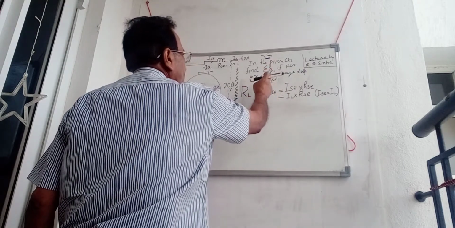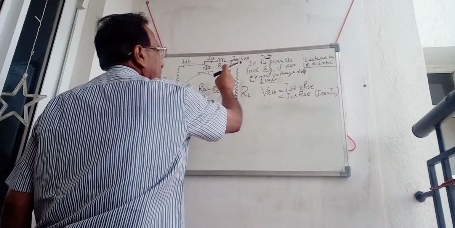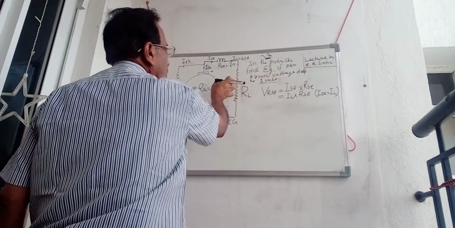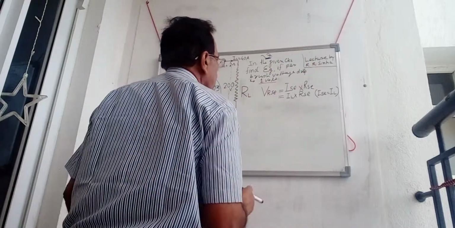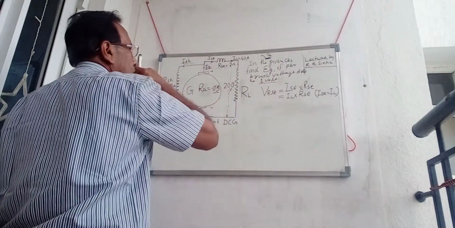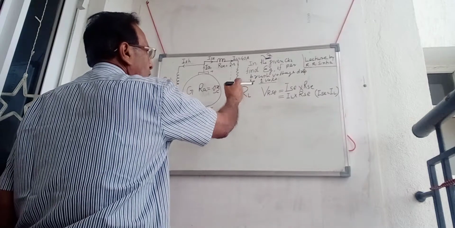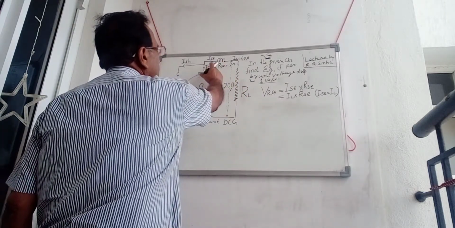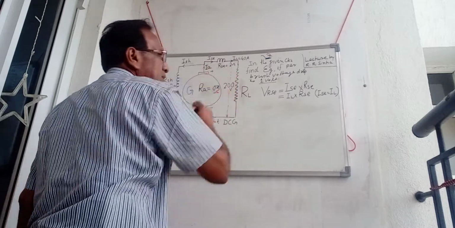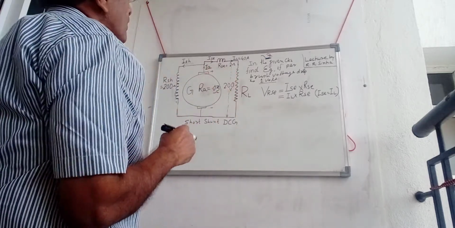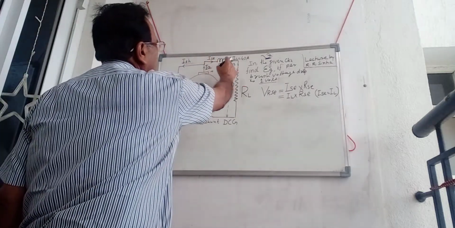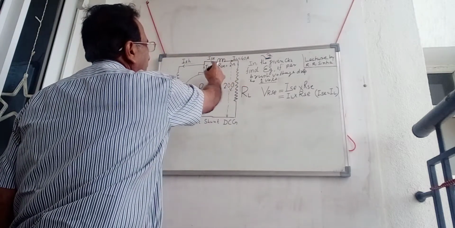Per brush means the voltage drop for one brush is 1 volt, so for 2 brushes it will be 2 volt. Now we are starting the solution. First, we will find the voltage drop across series resistance. First, we will calculate the voltage drop across series resistance RSE.